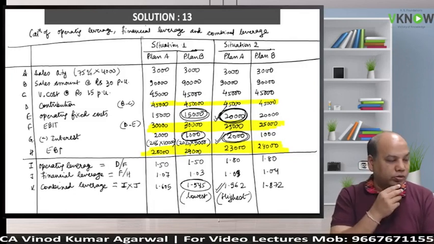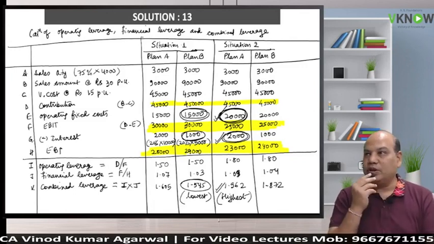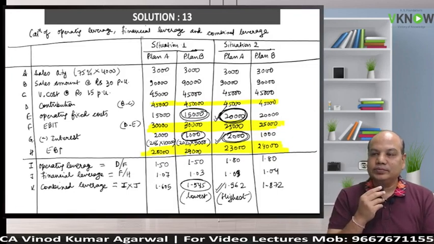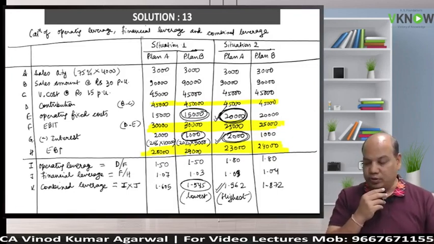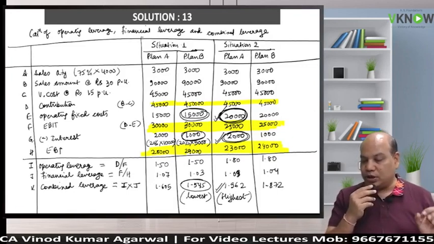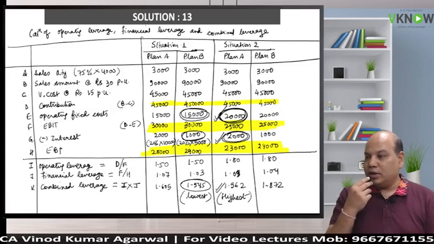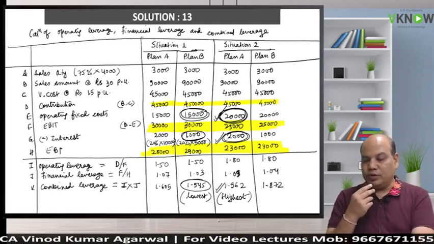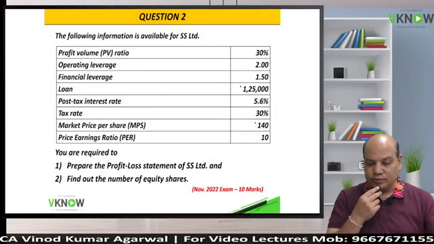Combined leverage will also be lower. Do you agree? Say yes, we agree. Sometimes they will ask you in the question to identify the highest and the lowest risk. Situation 2 plan A is the highest risk. Situation 1 plan B is the lowest risk. So if they ask you to identify, you can do that.